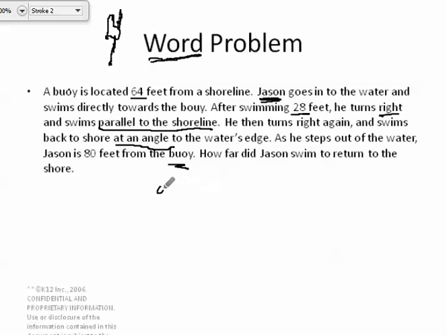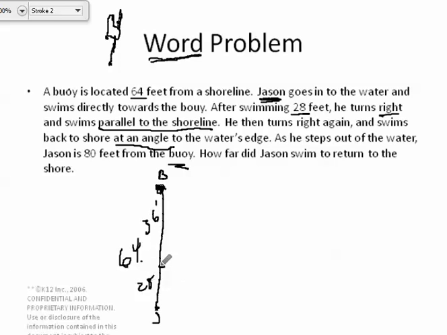Well, we've got this buoy sitting here, okay? We'll label that as point B. And we get Jason, who started right here, and he swims this way, right? Well, how far was this? This was 64 feet. But he only goes 28 feet, right? So what's this distance here from where he swam to there? Well, 64 minus 28 would be 36 feet. I did that math in my head.